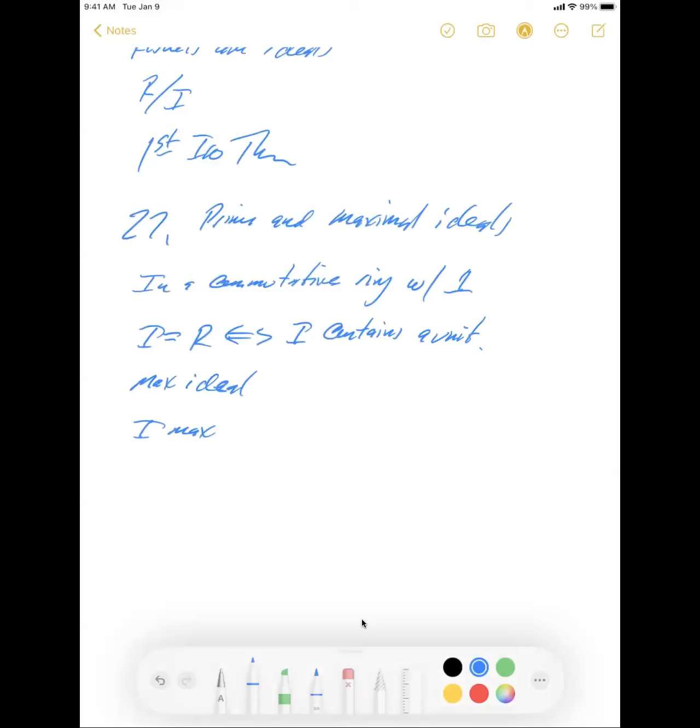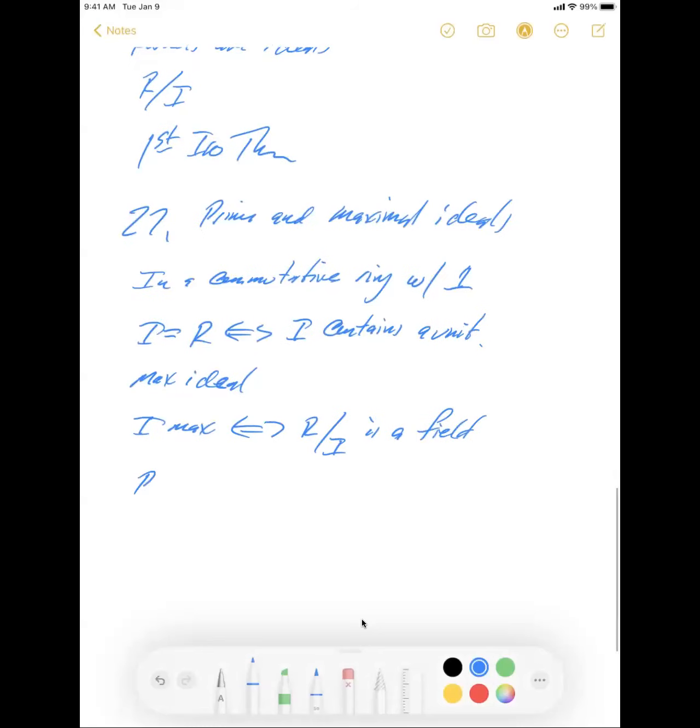I is maximal if and only if the quotient is a field. We also define prime ideal.